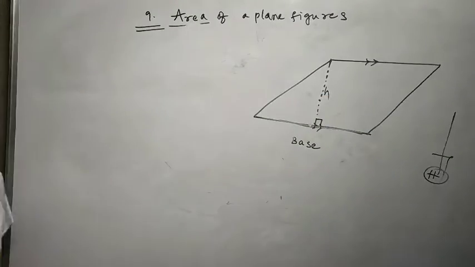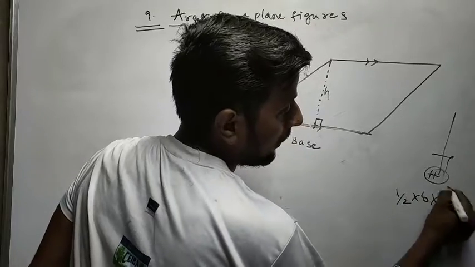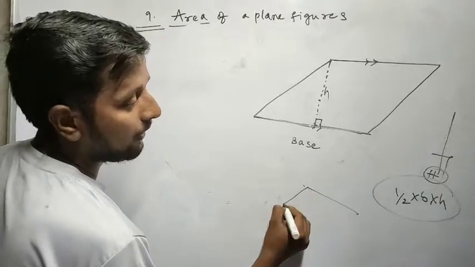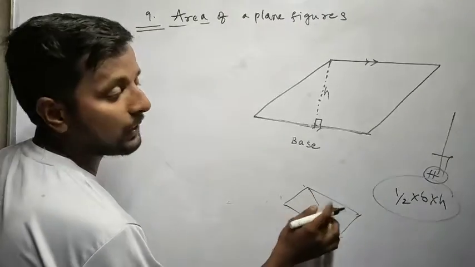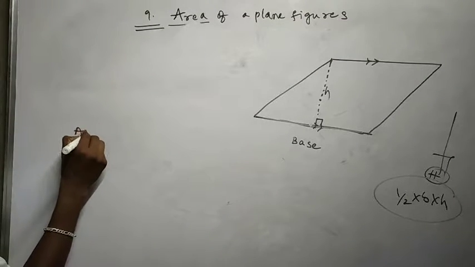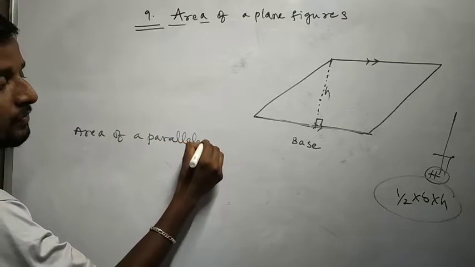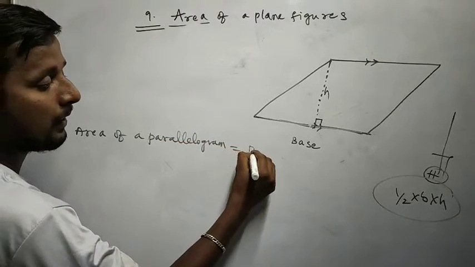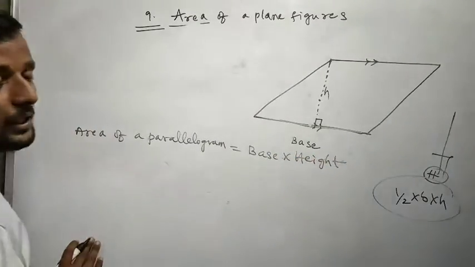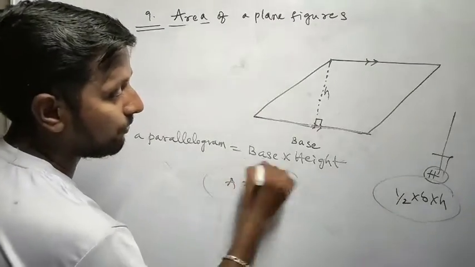H. As we know, the area of a triangle formula is half B H. But for a quadrilateral, if you take any quadrilateral and divide it, we can get two triangles. Correct? So now the area of a parallelogram formula is base into height. A simple area formula: B into H.